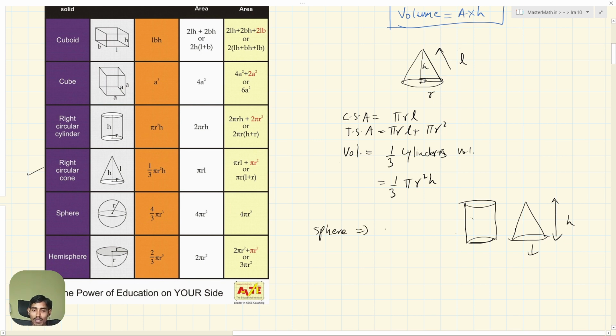Now for the sphere, I don't have any specific methods. It is only one surface, whether you call it curved surface or total surface, and it is 4 pi r square, and the volume is 4 by 3 pi r cube. The interesting part is when we have a hemisphere.